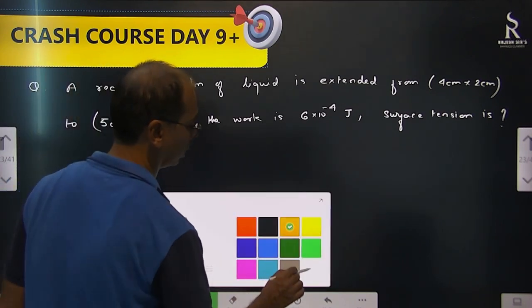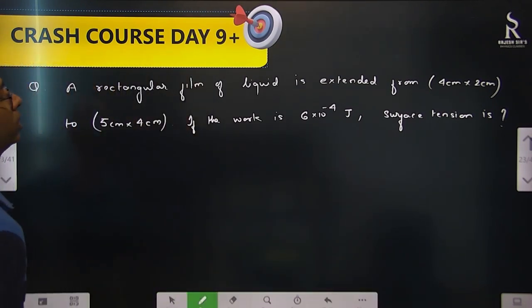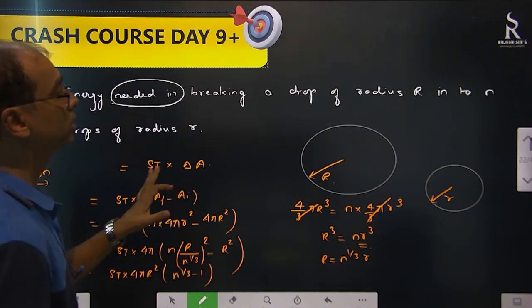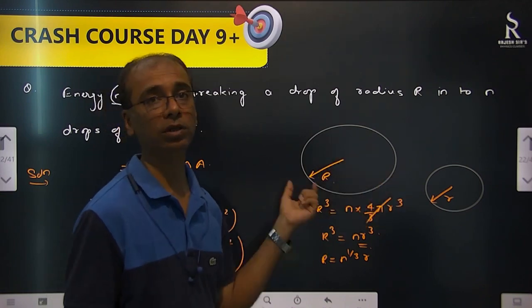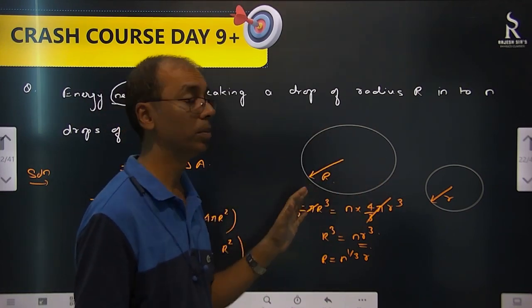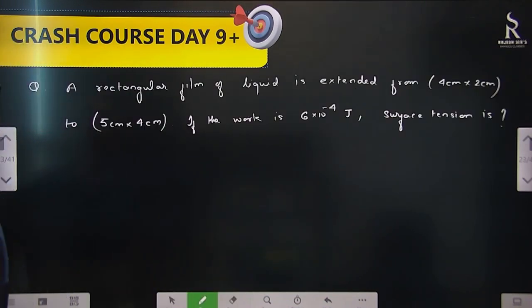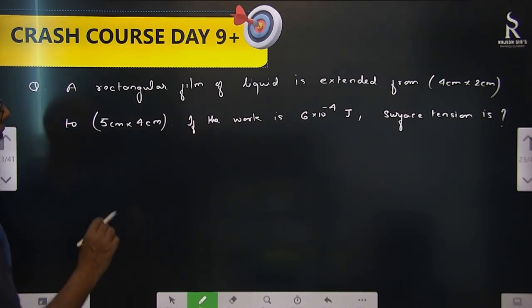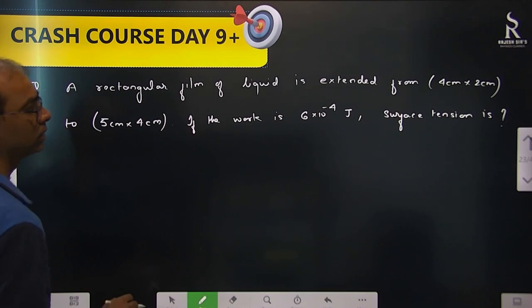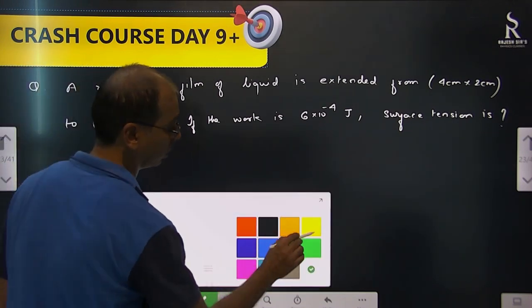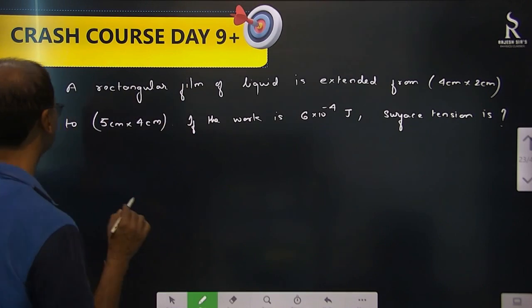Now this is a question on film. A rectangular film of liquid is extended from 4 centimeter into 2 centimeter to 5 centimeter into 4 centimeter. If the work is this much, find the surface tension. Now see, in the previous question it was a drop, so I didn't say that there are two surfaces. Remember, if it's a bubble or a film, you have to take two surfaces.